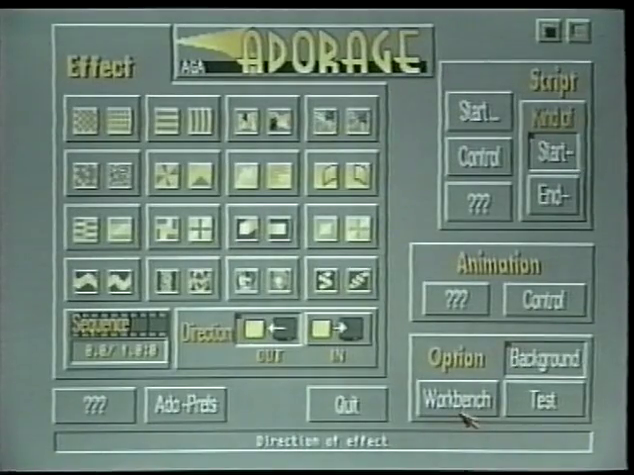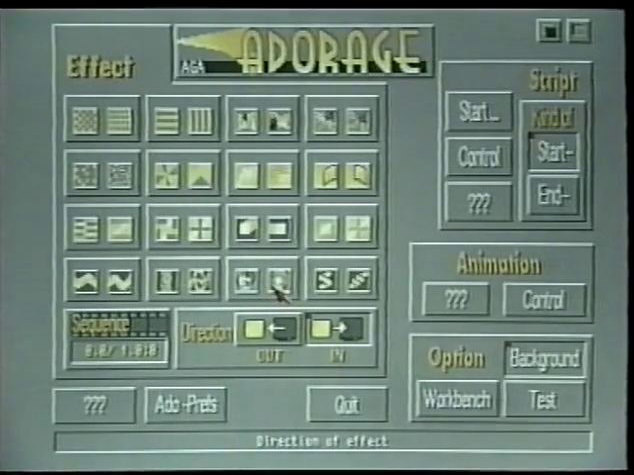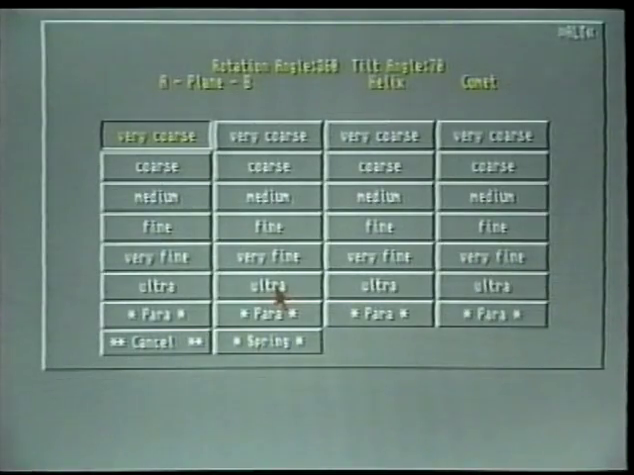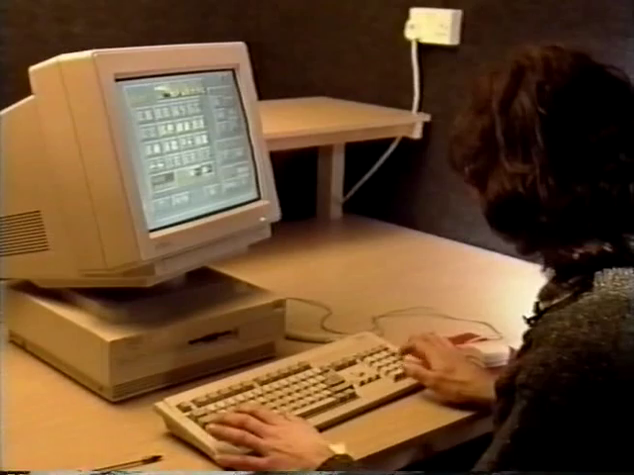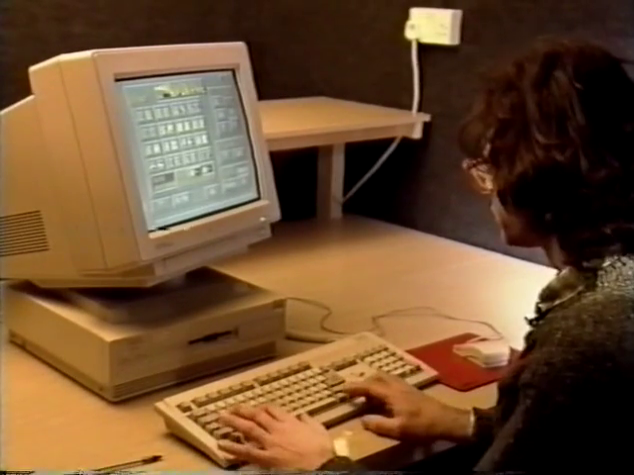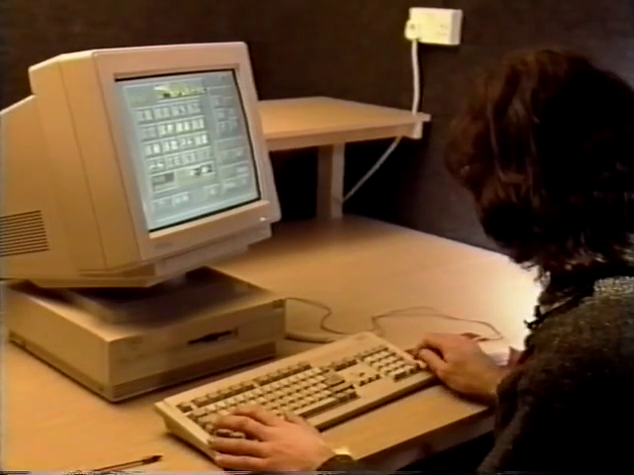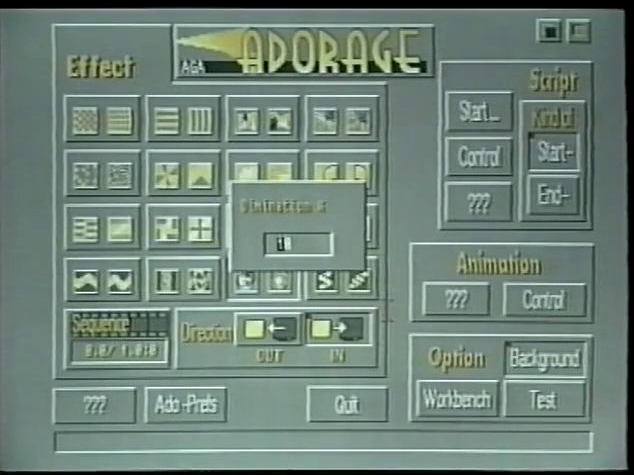The next effect will be an In effect, so I choose In, Wobble, and under the helix column, enter the parameters. Rotation angle 360, tilt angle 70, extension 50, diminution 0, and depth 20.